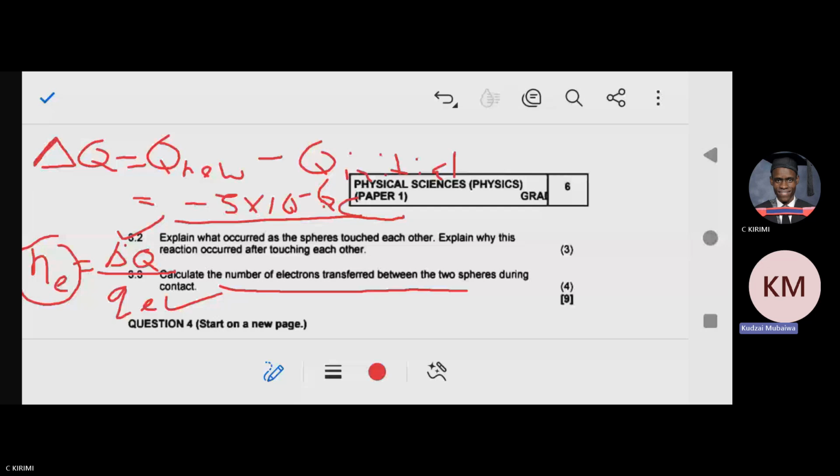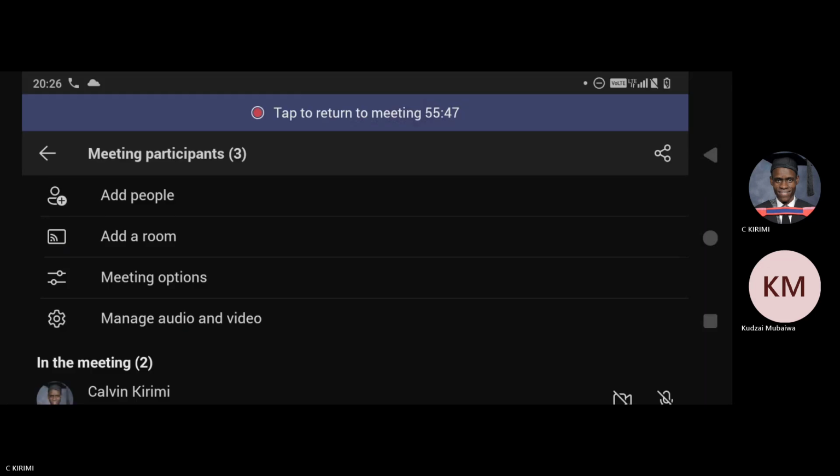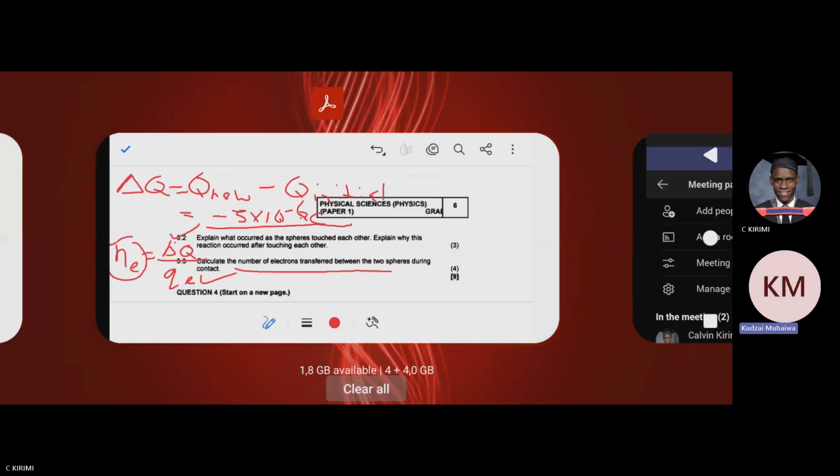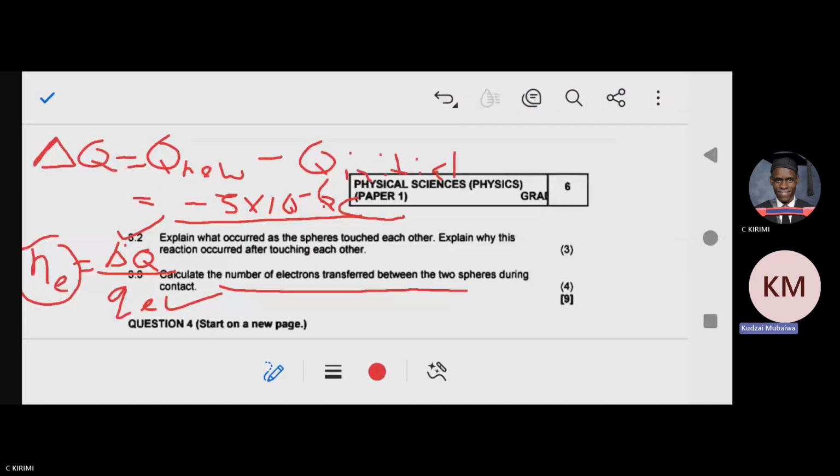Say I got 3,125 multiplied by 10 to the power of 13. You got what? 3,125 times 10 to the power 13. 18 electrons. So these are the number of electrons. Always positive. When you divide negative by negative, you get positive. That is the trick. So can you see how we are solving these problems?